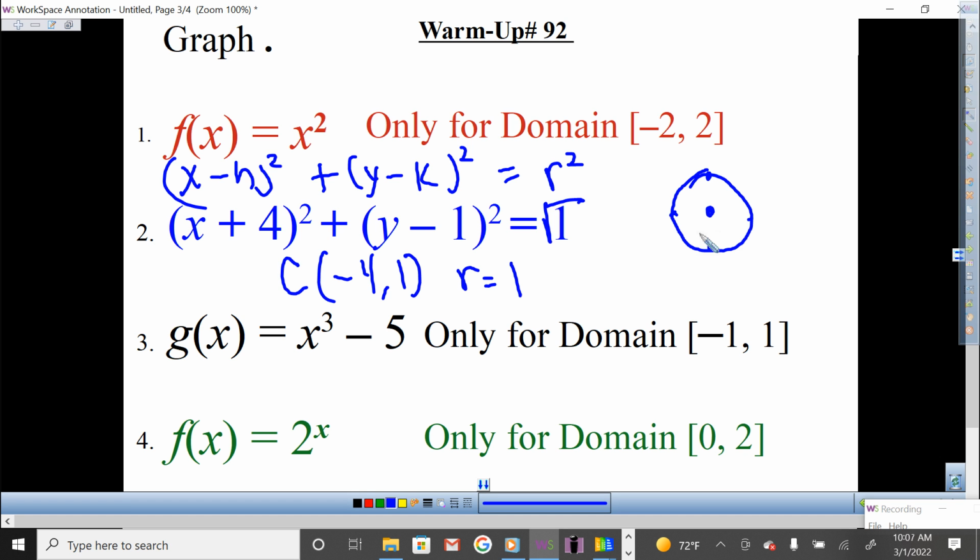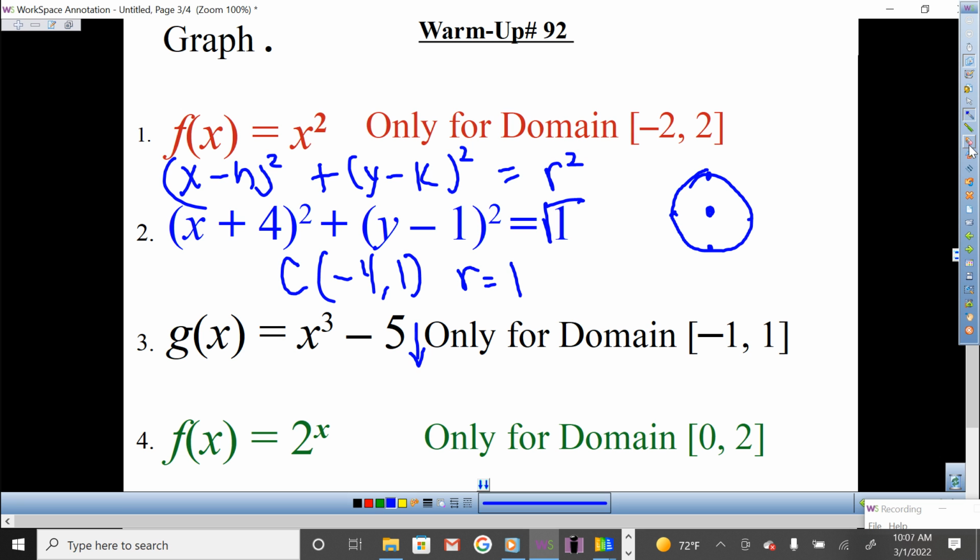Next, cubic. This is a cubic function, but this -5 is making it go in what direction? Tell your neighbor, what direction is this -5 going to take that cubic? Going in what direction, Lynn? Down. That is correct.